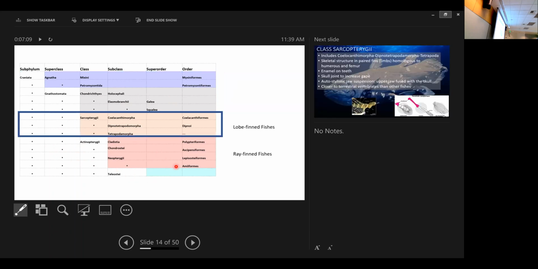And after we're done with that, we'll talk about the ray fin fishes a little bit. So we're moving down into the Cladistia, which are the bichirs, the Chondrostei, which are the sturgeon, and the Neopterygians, which include gars and also the bowfins. And as we move from these ancient fish to these ray fin fish, we'll talk about what happened to them along the way.